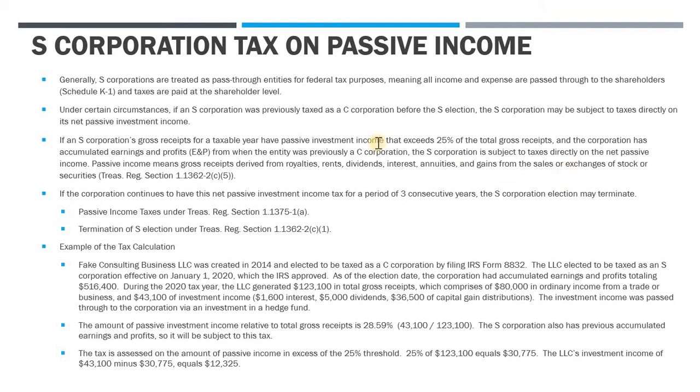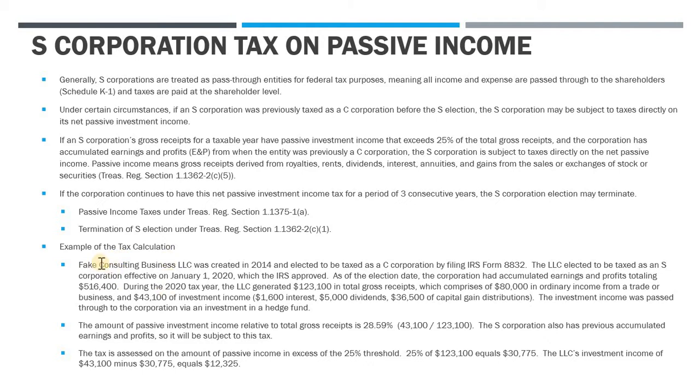Now, what's also important to know is that if the corporation continues to have this passive income tax issue for 3 years, then the S-Corp election can terminate. So if you have this issue, not only are you subject to the tax, but you need to do something to remedy the situation so it doesn't keep happening. Otherwise, you're looking at terminating your S-election. So let's look at an example of how this might work.